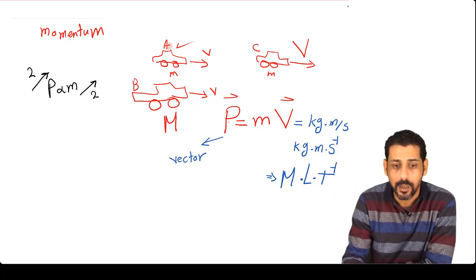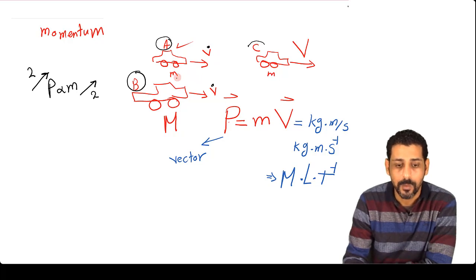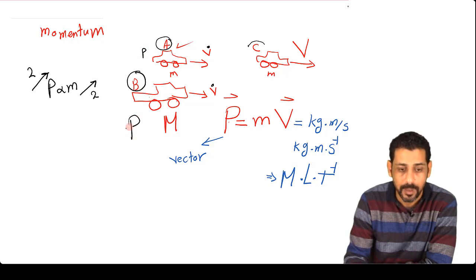We can see this in car A and car B. Both have the same velocity, so velocity here is constant. But the one which has a small mass has a small momentum, and the one which has a greater mass has a greater momentum. What about the momentum and velocity?